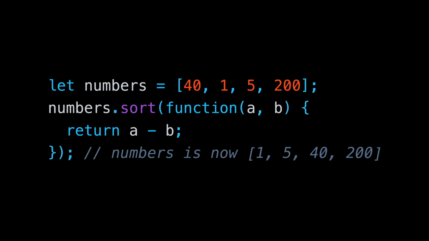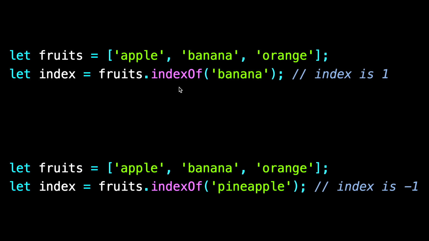If the result is 0, no changes are done with the sort order of the two values. The indexOf method is used to search an array for a specific element and return its first index. If the element is not found, it returns -1. So the index of banana is 0, 1, and the index of pineapple is -1 because it's not in the array.